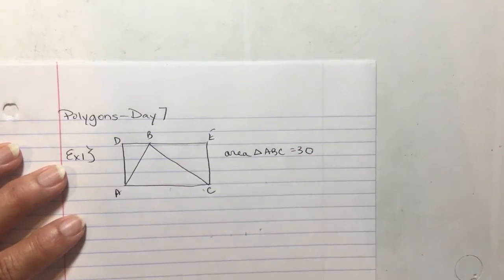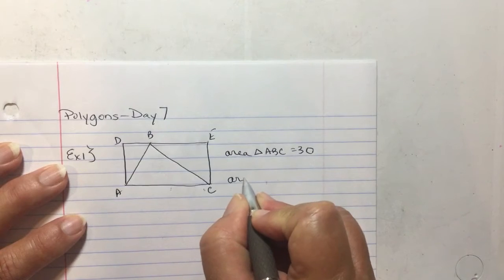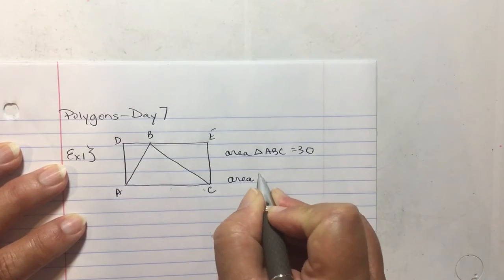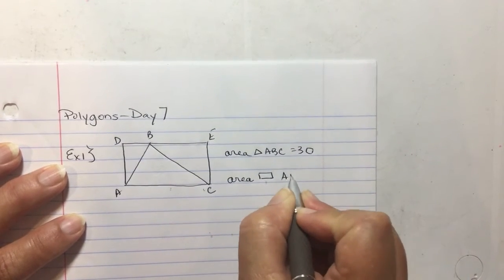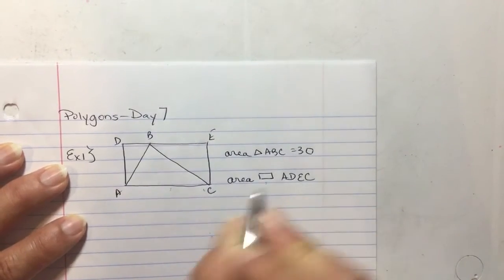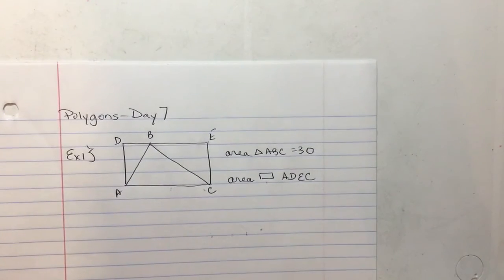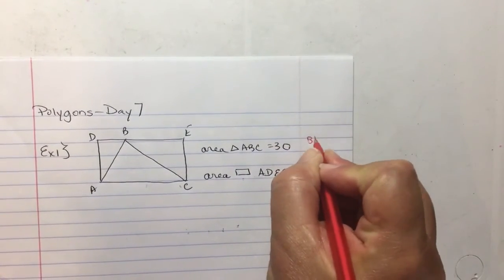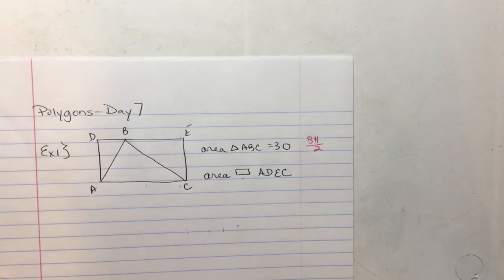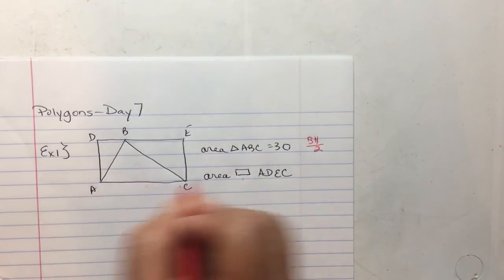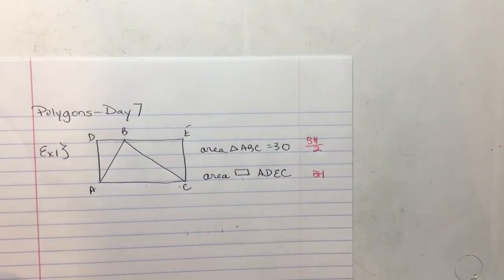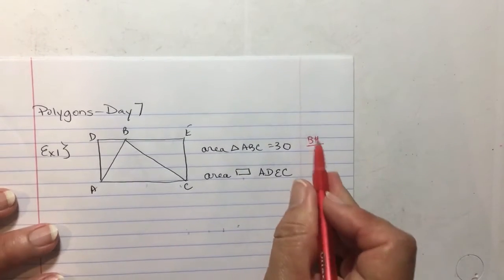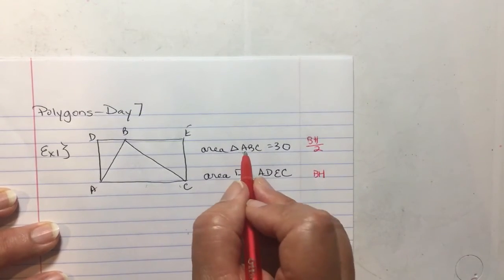I'm going to label these corners D and E. Your goal is to figure out the area of the rectangle ADEC. Well, that's easy enough if you think about how their area formulas relate to each other. The triangle is base times height divided by 2. The rectangle is just length times width, or base times height.